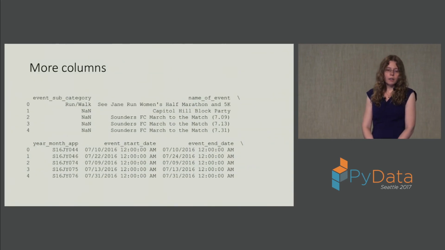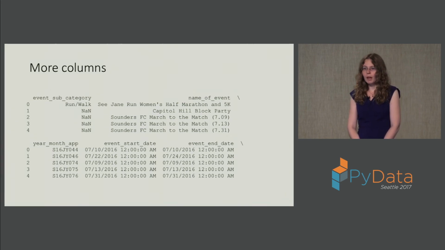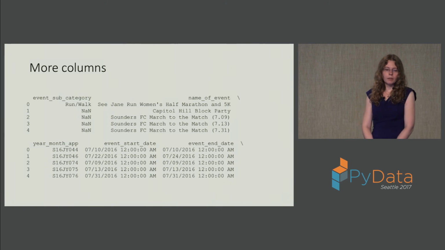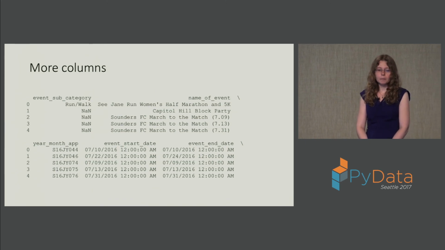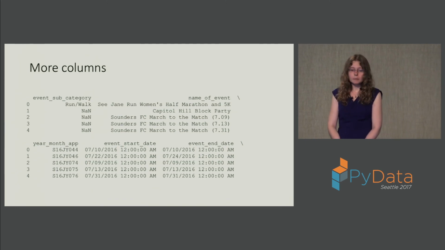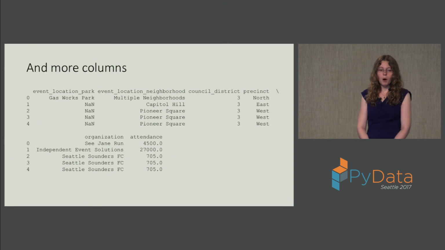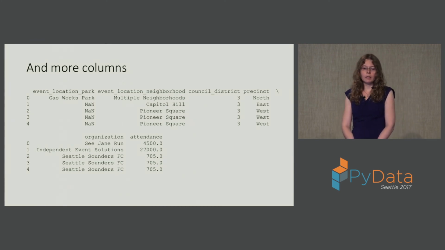The event subcategory, well, here we've run into some null values. It looks like maybe only the athletic events have subcategories. Then we have the name, the year-month app, which I believe is an identifier used by the city. The event start and end dates. The park, some events don't have one. Neighborhood, council district, precinct, the organization holding the event, and the estimated attendance.